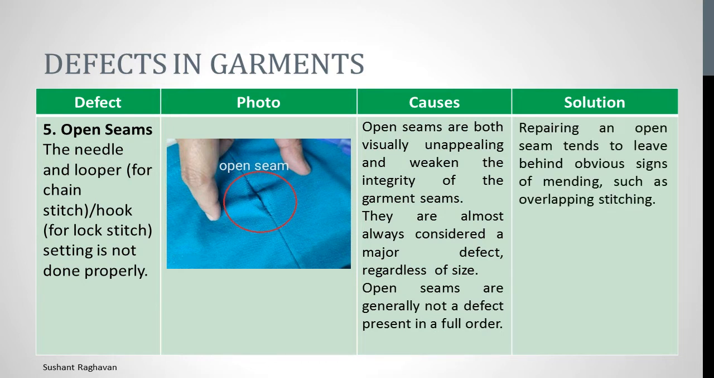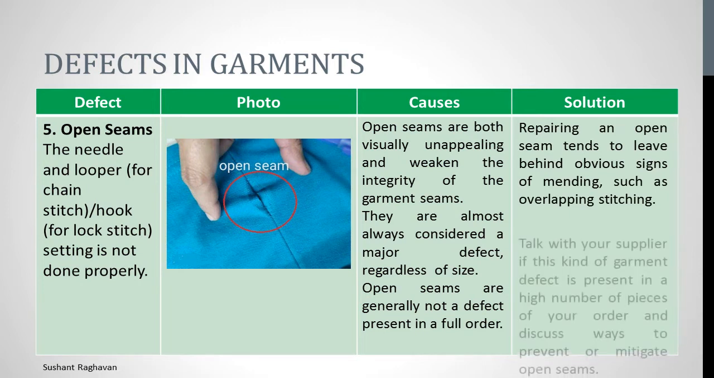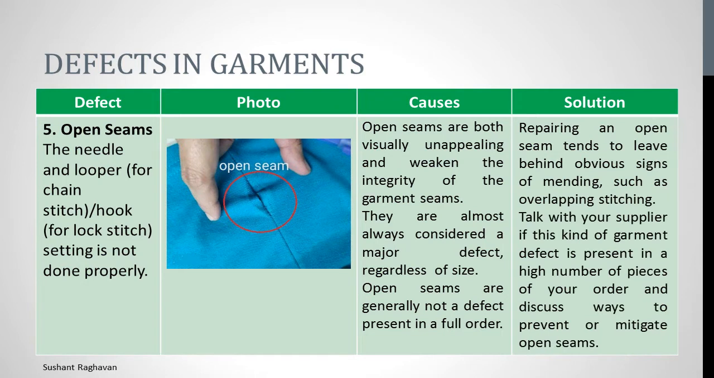Repairing an open seam tends to leave behind obvious signs of mending such as overlapping stitching. Talk with your supplier if this kind of garment defect is present in a high number of pieces in your order and discuss ways to prevent or mitigate open seams.